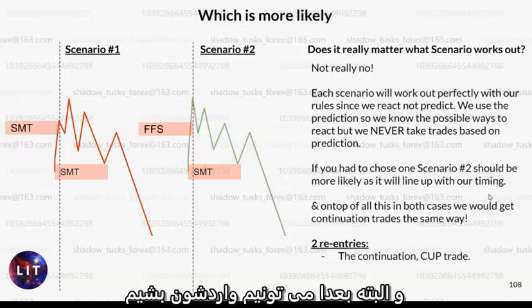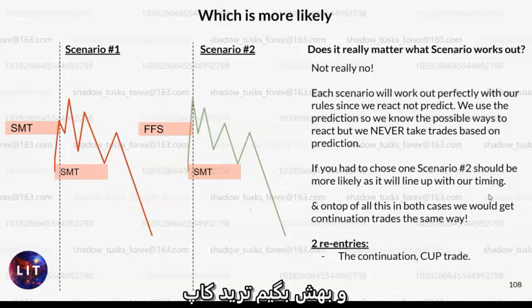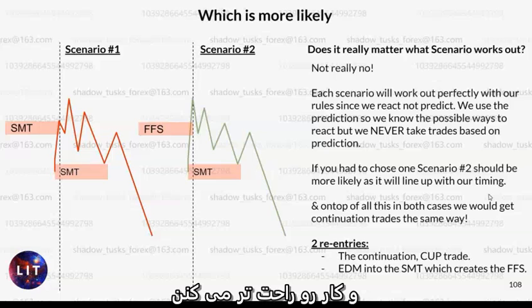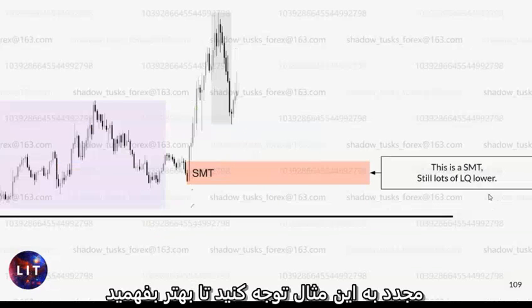And of course, we can enter those both areas later on, and we also call it cup trades. We will teach you that, of course. We will also have something that we call the EDM and LIT, and of course, that makes it easier. But again, dig into this example to understand it better.